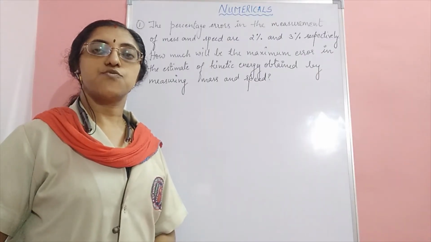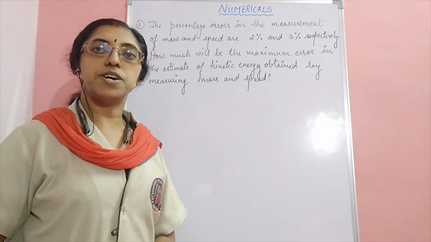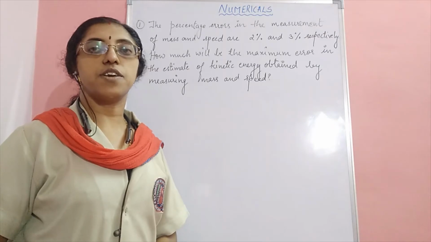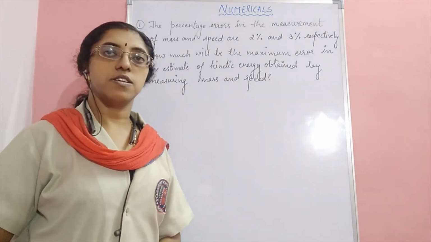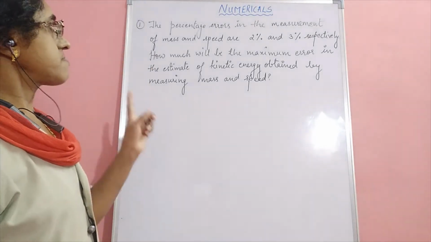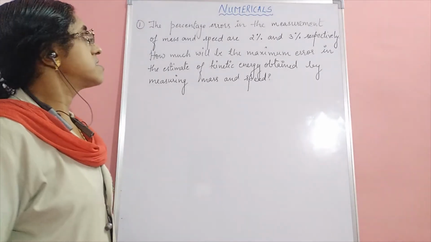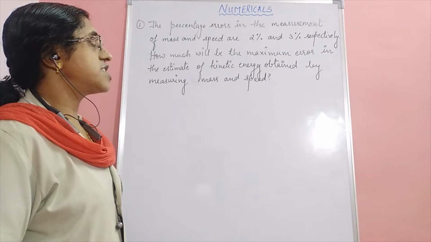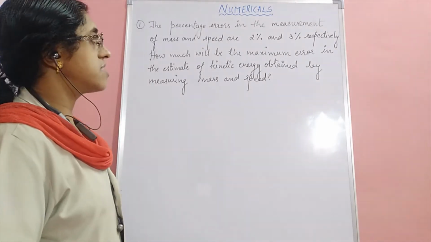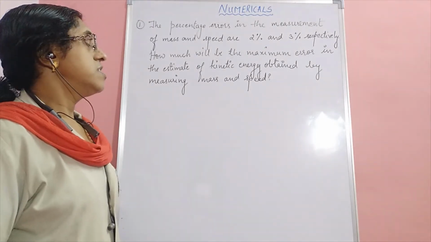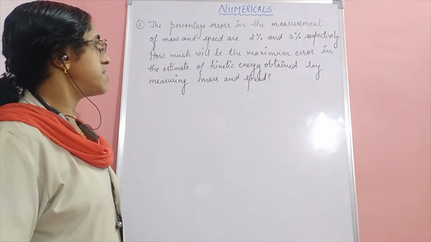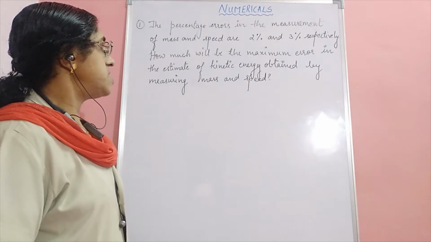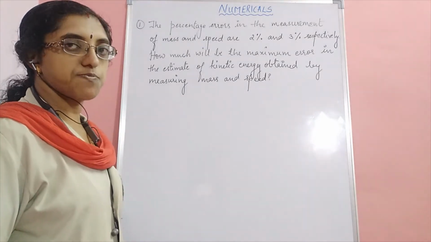Today in this video we'll be solving some numericals based on errors, the theory for which we have already studied in the class. For that, the first numerical is: the percentage errors in the measurement of mass and speed are 2% and 3% respectively. How much will be the maximum error in the estimate of kinetic energy obtained by measuring mass and speed?